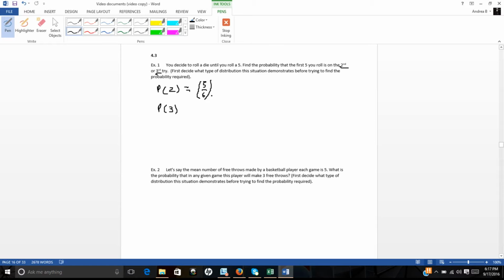So that 5/6 represents that the first try was a failure, that you did not get a 5. And then the second one is a success if you got the first 5 on the second roll. If we multiply those together, we get 5 out of 36, or 5/36. Or we could round that as a decimal, and we get about 0.139.